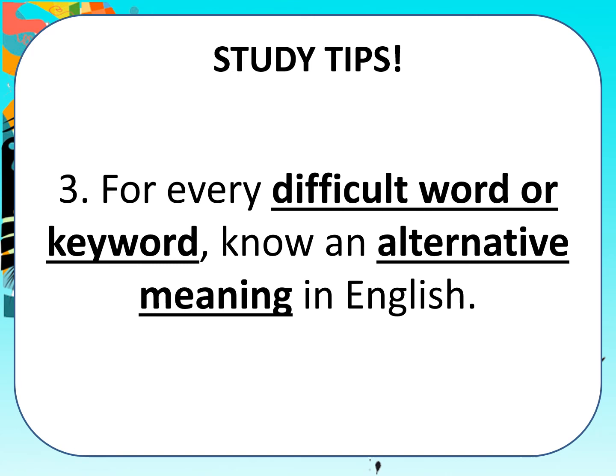How is this different from number 2? Number 2, you understand every word. You know the meaning of every word in your mother tongue. But this one is for difficult words or keywords only. Why? Because in question A or question B or question C, remember earlier we have word, phrases and line, right?